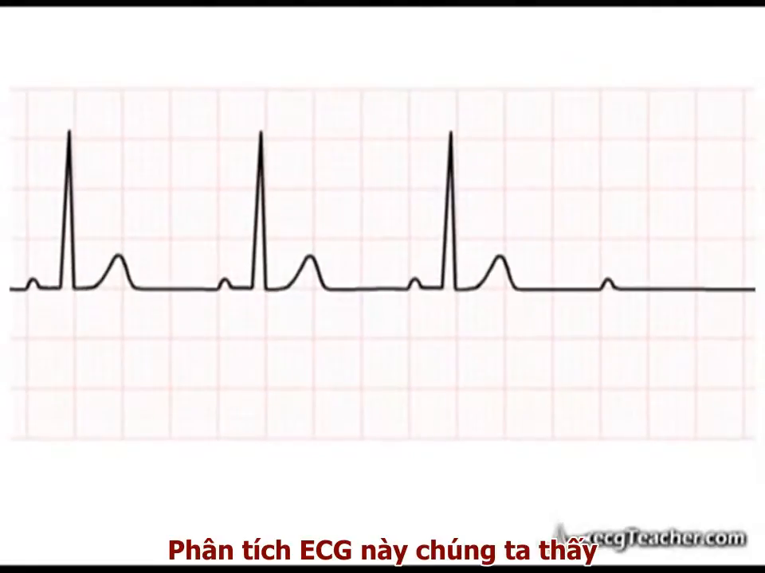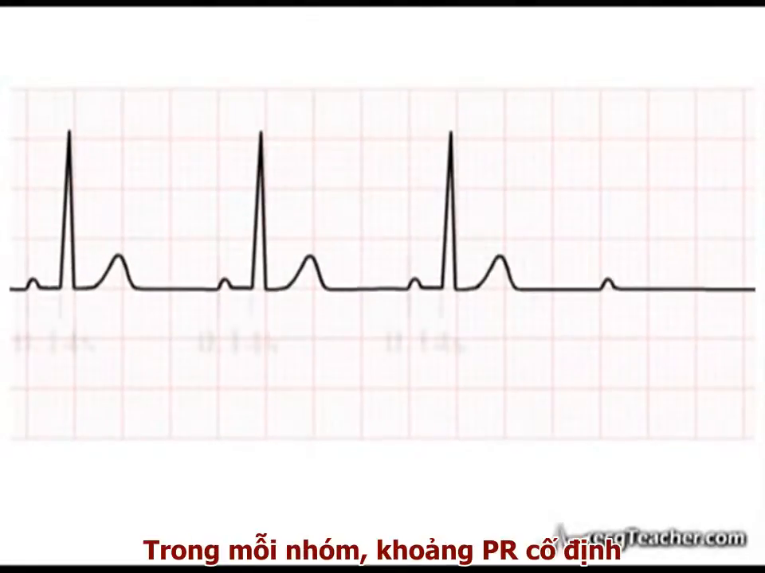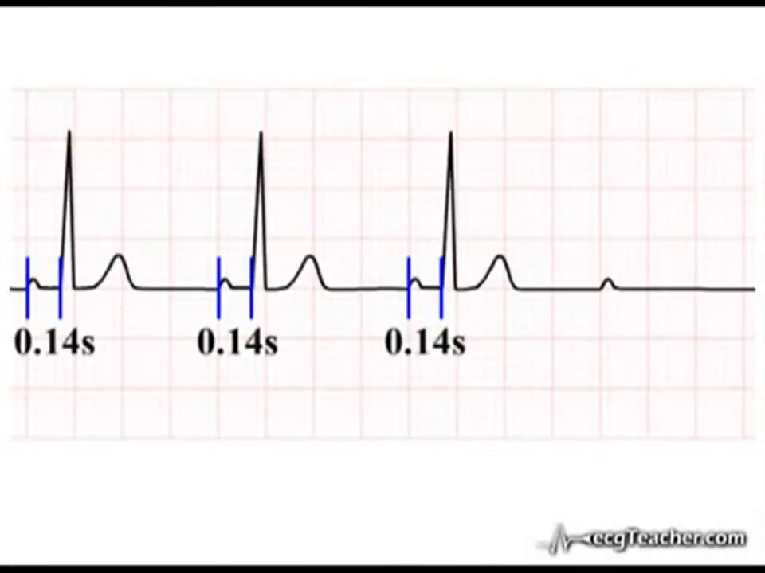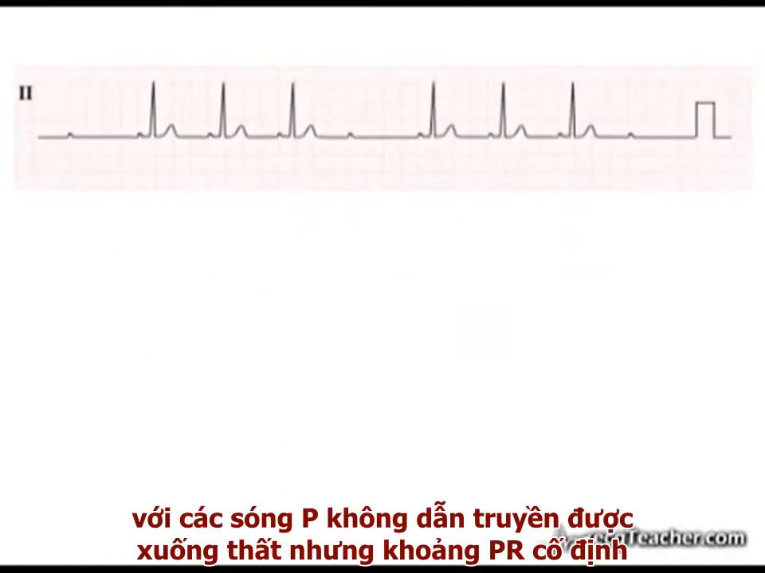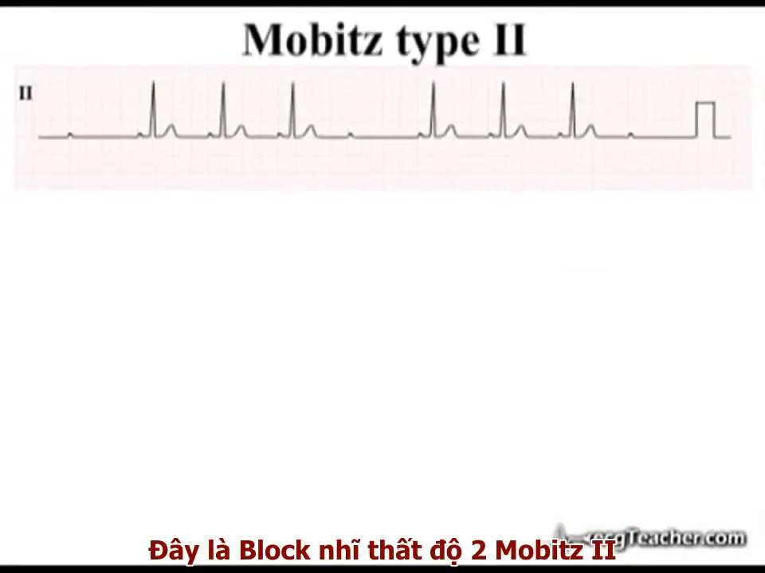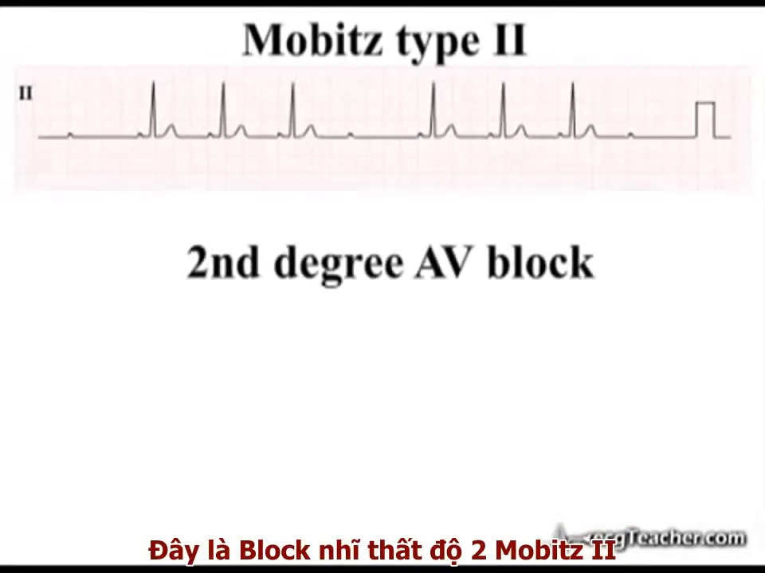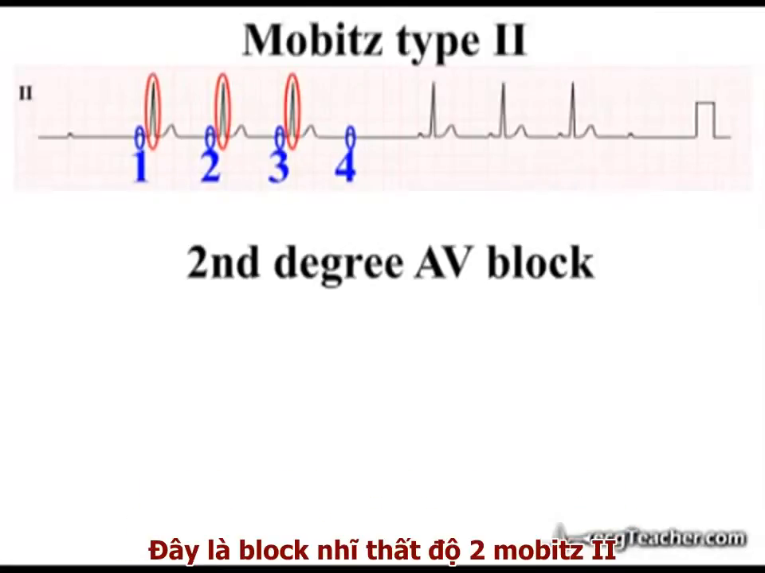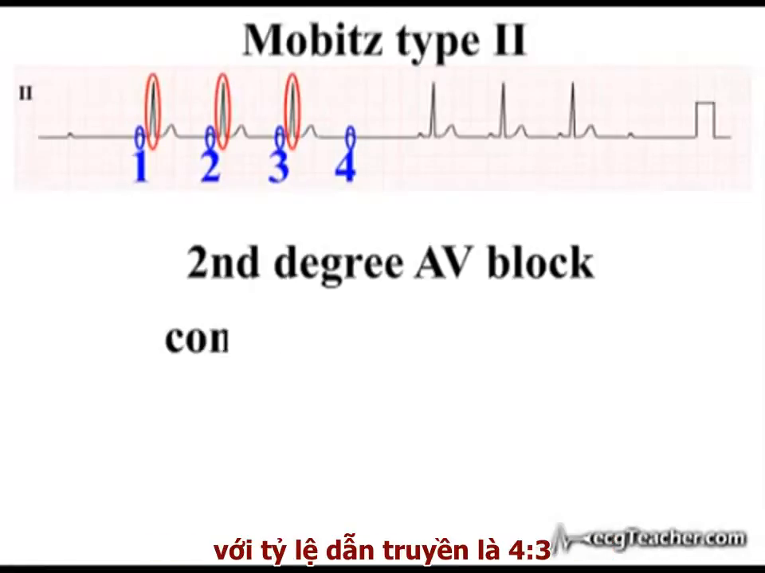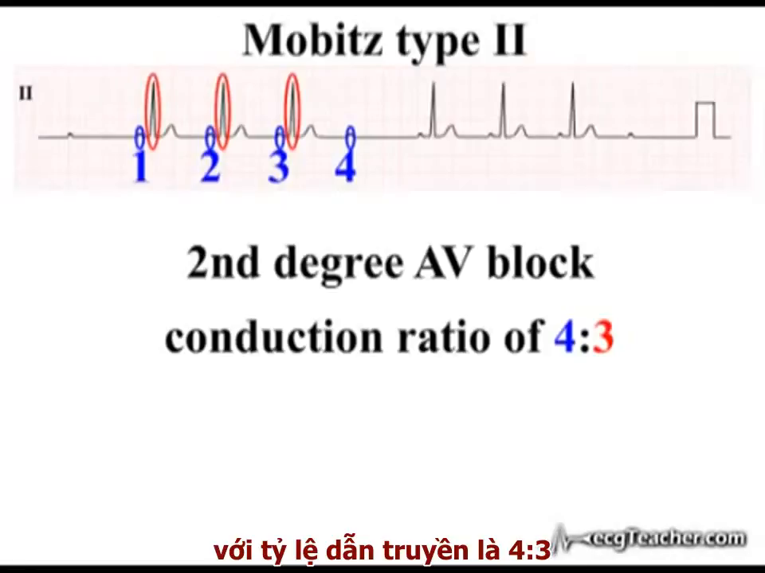Analyzing this strip, we note that within the groups the PR interval is constant. With intermittent failure of P wave conduction and a constant PR interval, this is Mobitz type 2 second degree AV block. You'll also notice that within each grouping there are 4 P waves, 3 of which are conducted to the ventricular myocardium. This is Mobitz type 2 second degree AV block with a conduction ratio of 4:3.